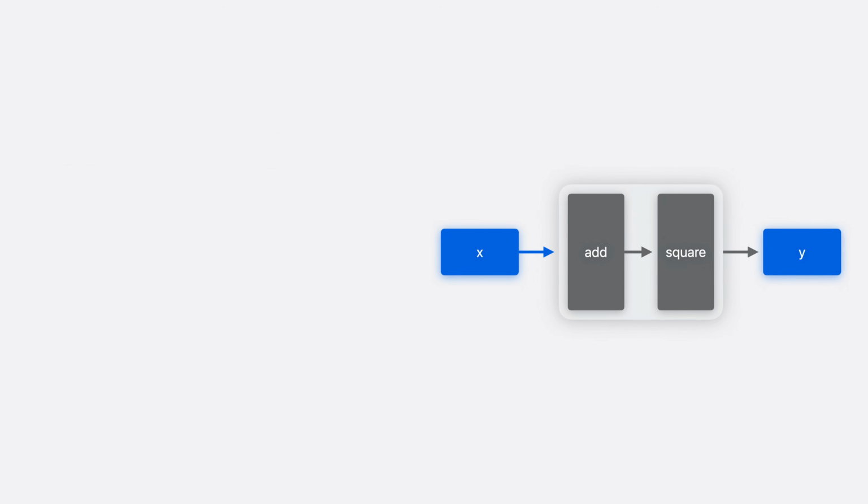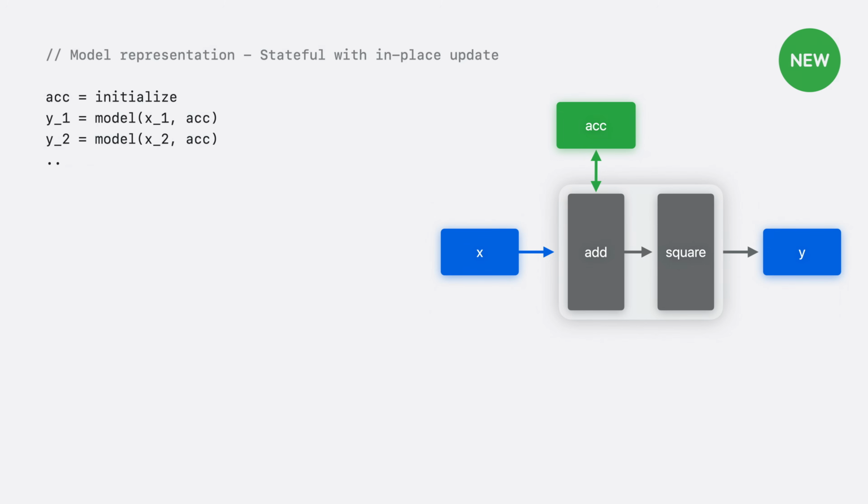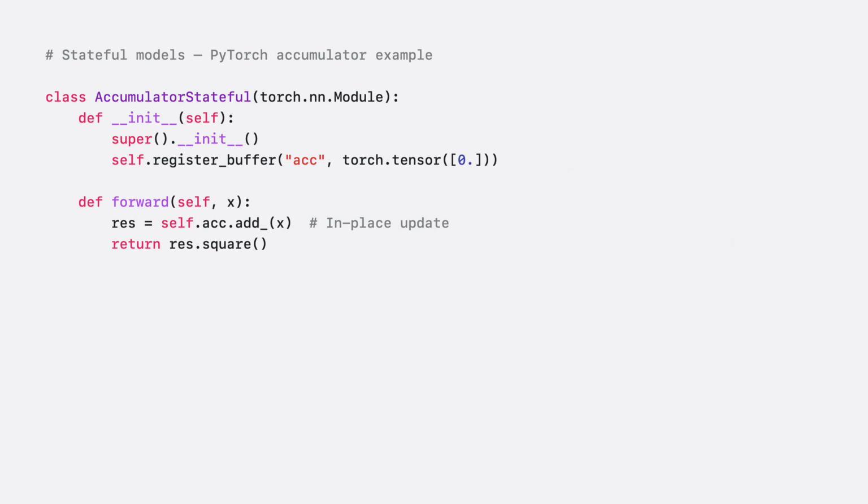This year, CoreML is introducing support for stateful models. Now, the model takes care of updating the state tensors automatically, so you don't need to define them as inputs or outputs. Instead, you can update states in place, which leads to better performance. For the accumulator example, here is how I will define the model in PyTorch.